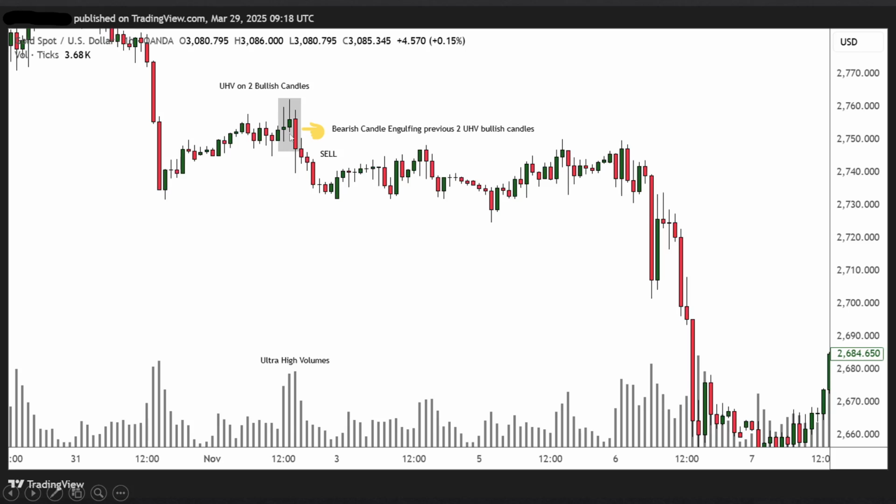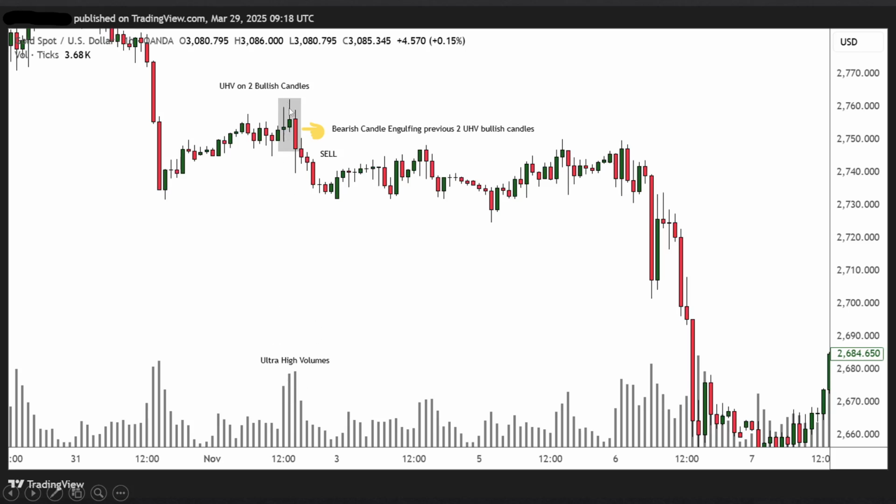If you see two buy candles with ultra high volume, and then the next candle engulfs the previous 2 candles, like the next candle forms very aggressively on the sell side, a bearish candle closing below the low of the whole previous 2 candles, that is called engulfing. You can google what the engulfing pattern is. You got the point.